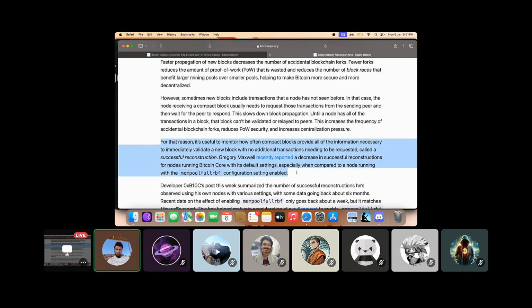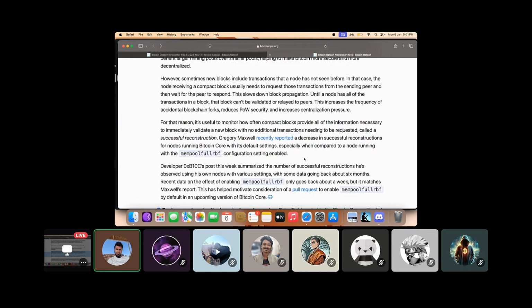For that reason, it's useful to monitor how often compact blocks provide all of the information necessary to immediately validate a new block with no additional transactions needing to be requested, called a successful reconstruction. Gregory Maxwell recently reported a decrease in successful reconstructions for nodes running Bitcoin Core with its default settings, especially when compared to a node running with the mempoolfullrbf configuration setting enabled.